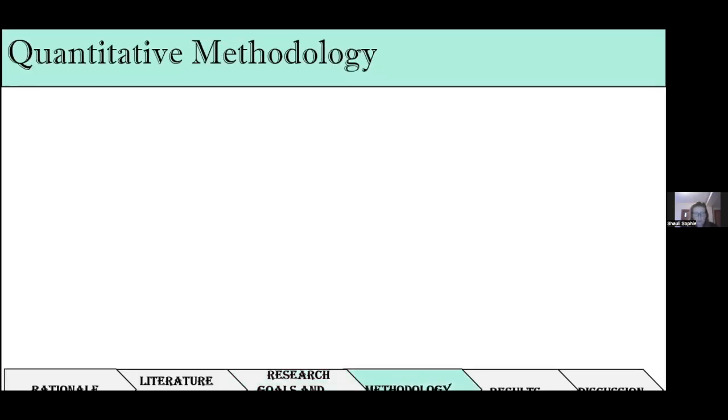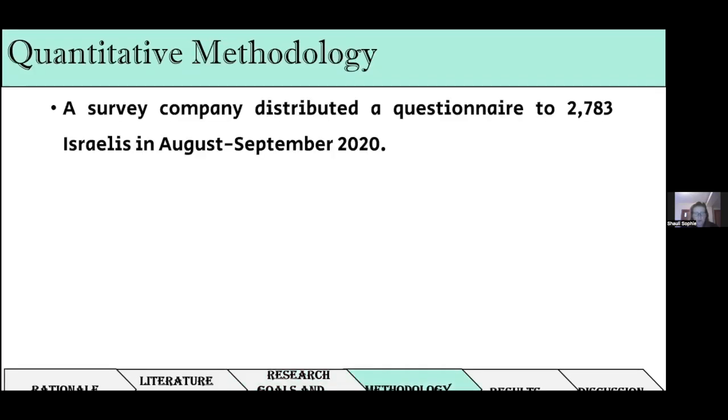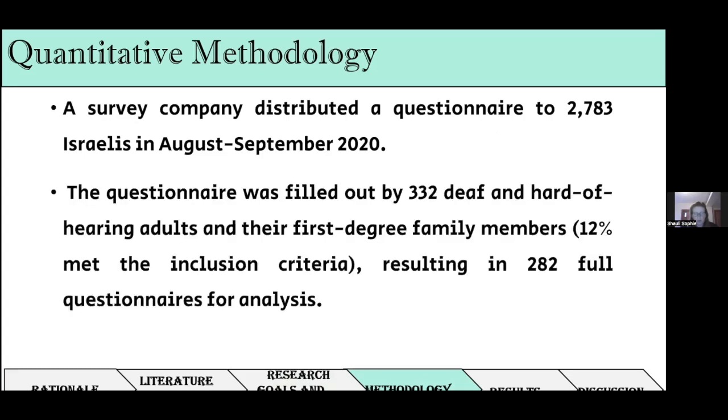The data collection and analysis were based on quantitative methods. In total, 2,783 Hebrew-speaking respondents who were hard of hearing, deaf, or had first-degree relatives who were hard of hearing completed the questionnaire from August to September 2020. Of the 332 respondents who identified themselves as deaf or hard of hearing, 282 completed the full questionnaire, about 85%, which provided the data for the analysis. The questionnaire took roughly 8 minutes to complete.